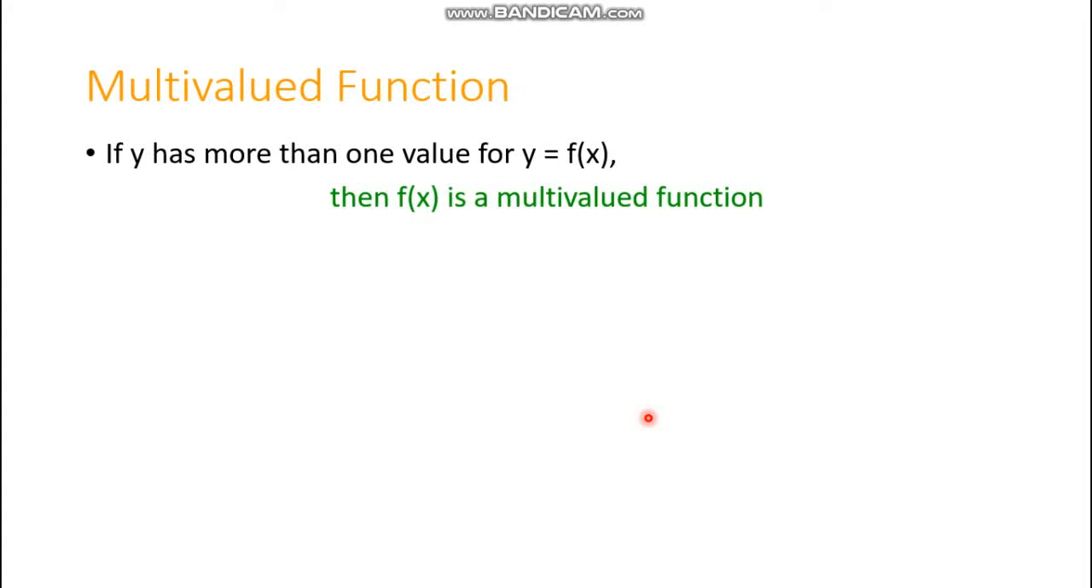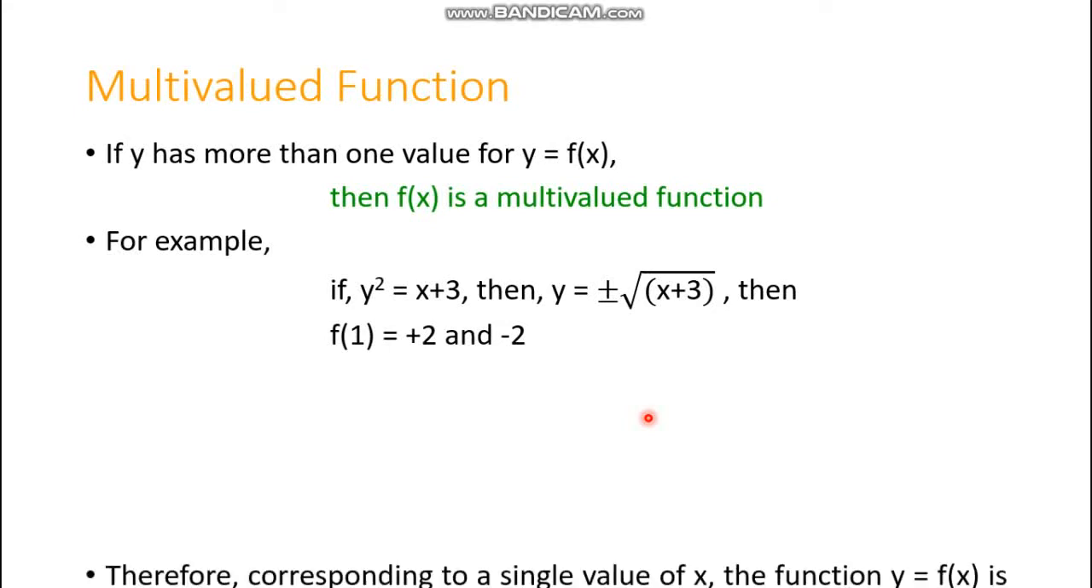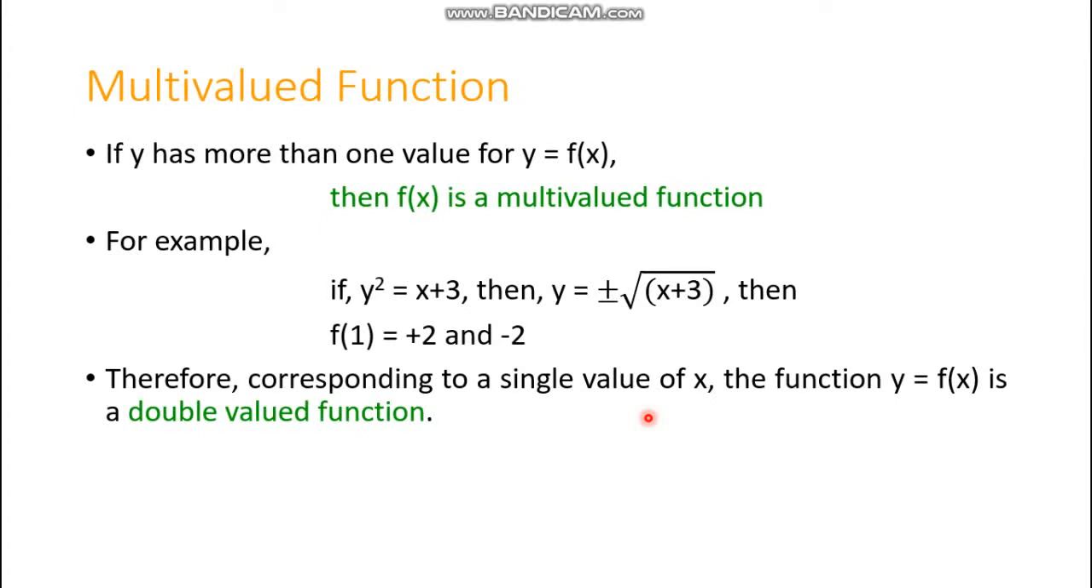Okay, now multi-valued function. What about this? Now, if y has more than one value for y equals f(x), then f(x) is a multi-valued function. For example, if y squared is, say arbitrarily, x plus 3, then y equals plus minus root over x plus 3. And in that case, if you put 1 in place of x, then you will get two values of y. One is plus 2, another is minus 2. So it is a multi-valued function. Therefore, corresponding to a single value of x, the function y equals f(x) is a double-valued function.